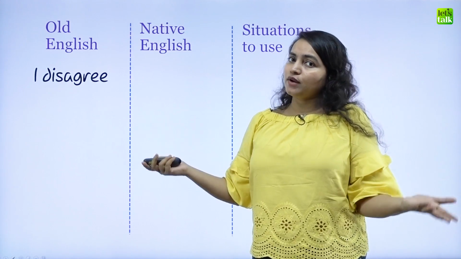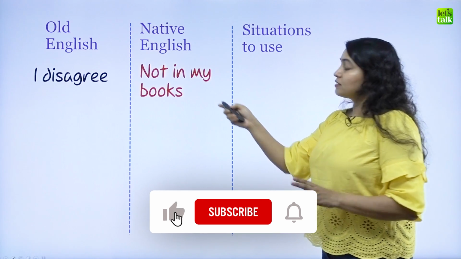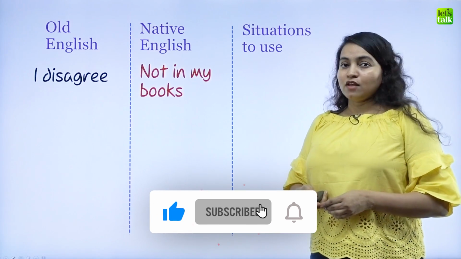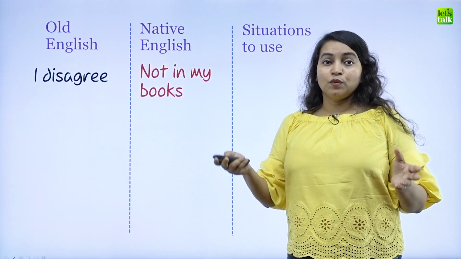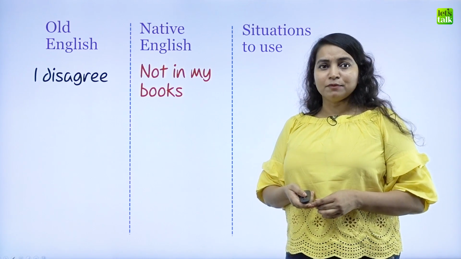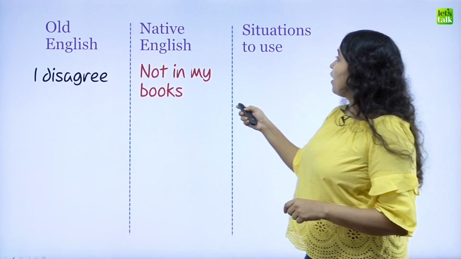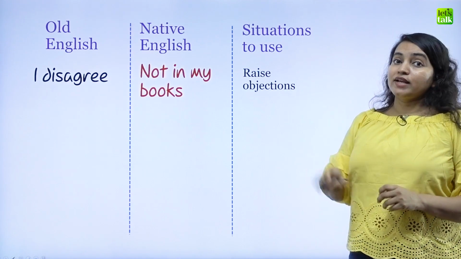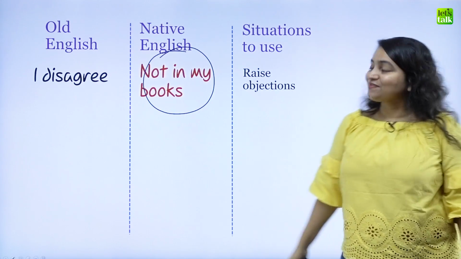You and I don't agree on something, so you say I disagree, which is okay, but sometimes you can say, not in my books. Well, I think we should do this. Not in my books. You think it's not the right idea. It's not the correct thing to do. Now, when do we use it? When you want to raise an objection. So you can use this phrase instead.